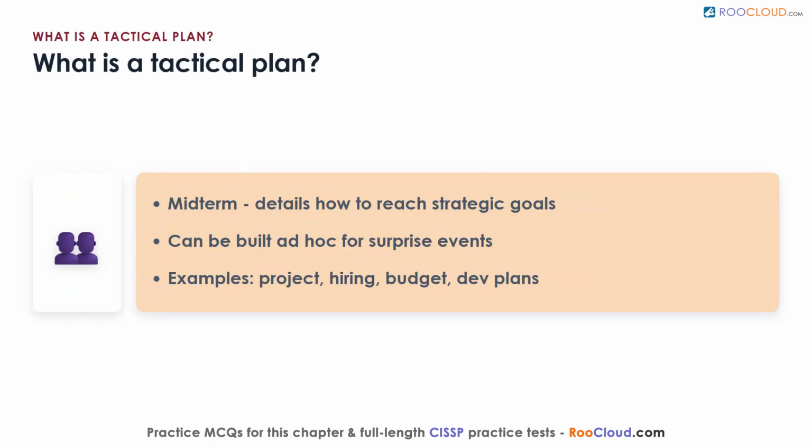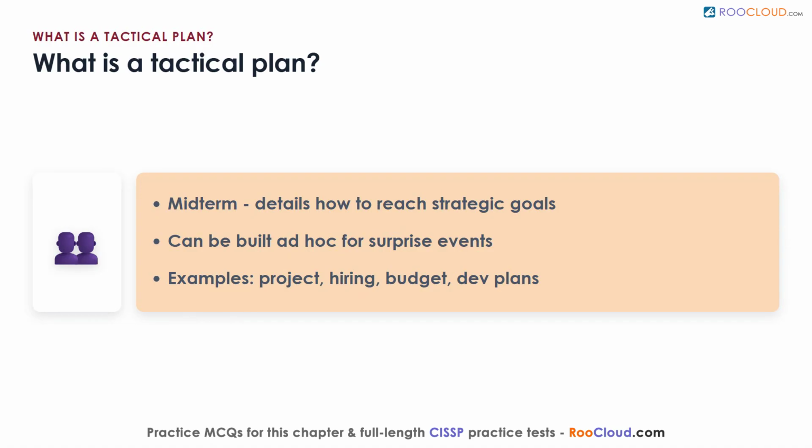What is a tactical plan? It is the midterm plan that adds detail on how to reach the goals the strategic plan set out. It can also be built on the fly in response to events you did not see coming. It typically schedules the concrete tasks needed to hit organizational goals. Examples include project plans, hiring plans, budget plans, and system development plans.